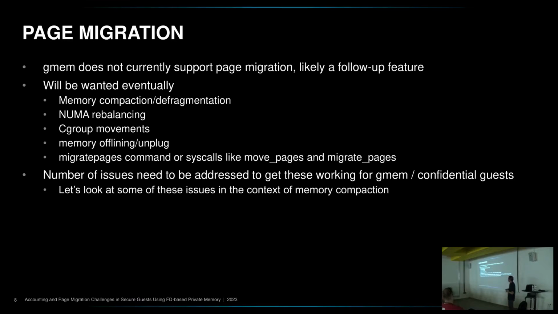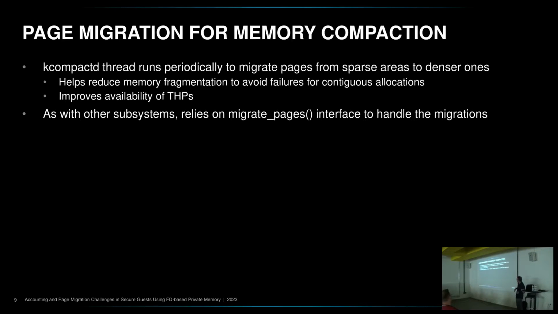If you have a bunch of pages that are being used for private guest memory, because that's the main workload that the host is using, by not having support for page migration, you could potentially run into issues with fragmentation, depending on how the guest access patterns are, and also things like NUMA rebalancing rely on page migration. So let's look at how we'd implement page migration with GMEM in the mix, and let's look at that in the context of memory compaction, which actually ends up being one of the easier scenarios to deal with, but still has some issues.